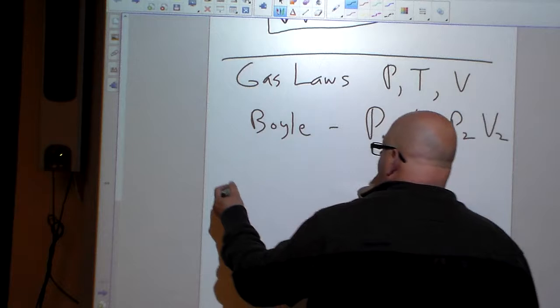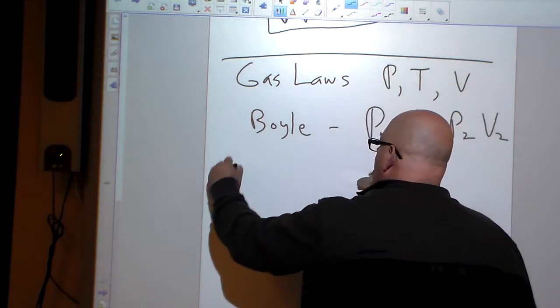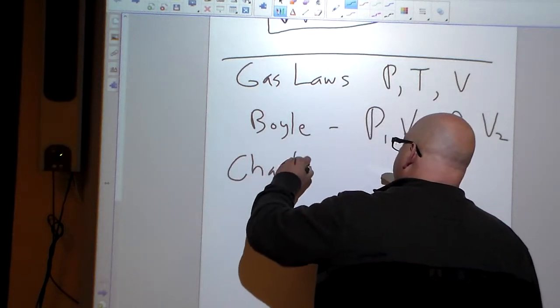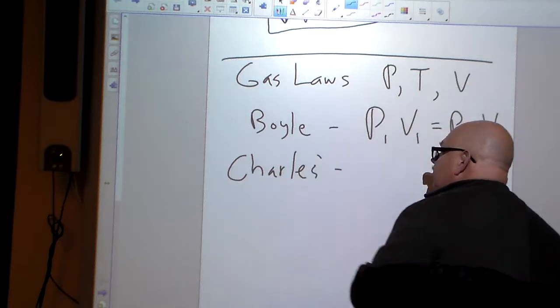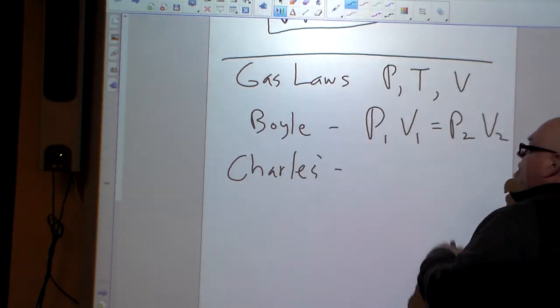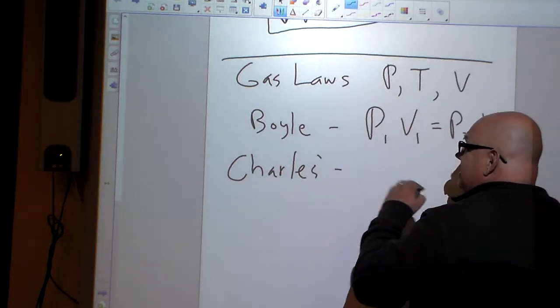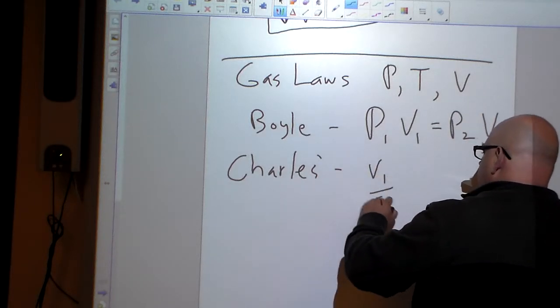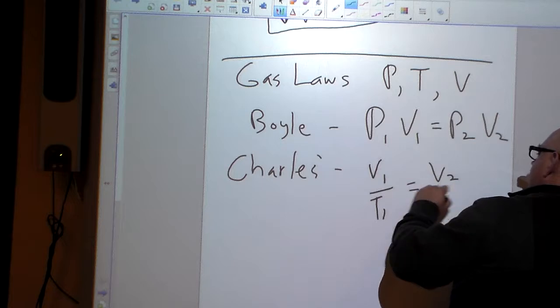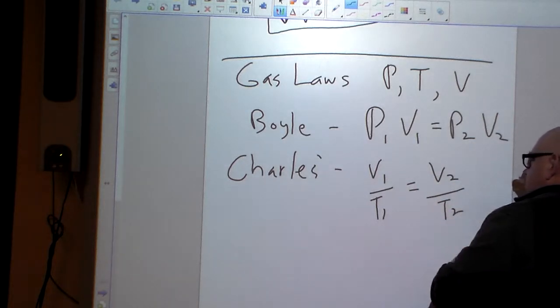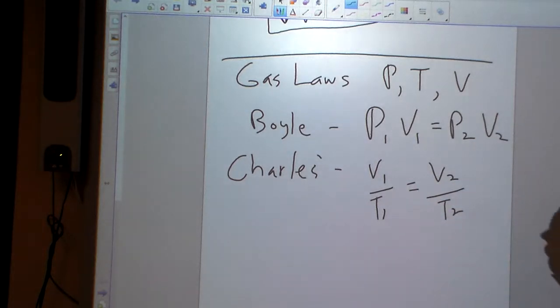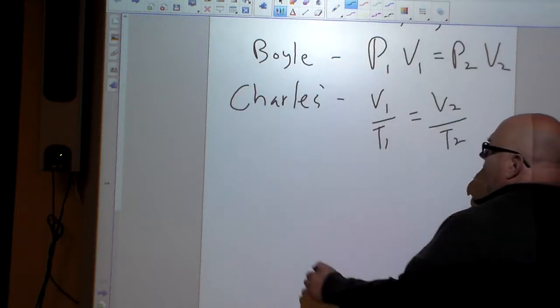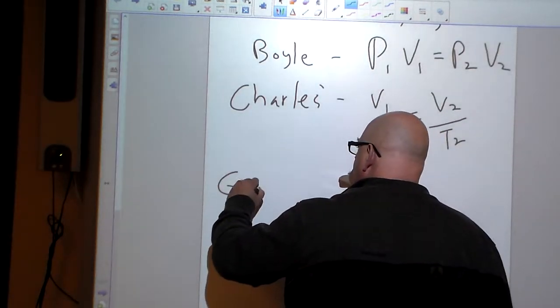Then you have Charles. Charles looked at it a little bit differently. He said, let us keep the pressure the same, so we'll have volume 1 over temperature 1 is equal to volume 2 over temperature 2. That was what Charles said. We also had Gay-Lussac's law.